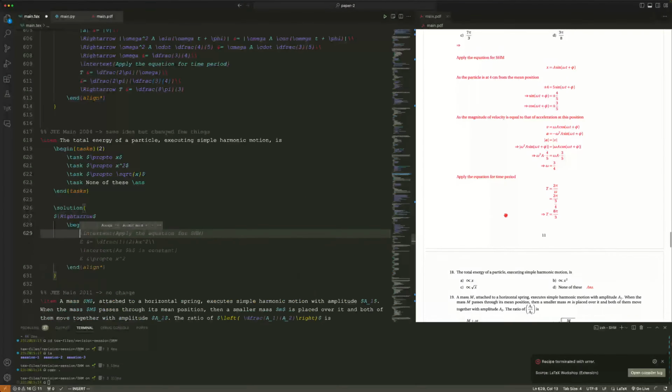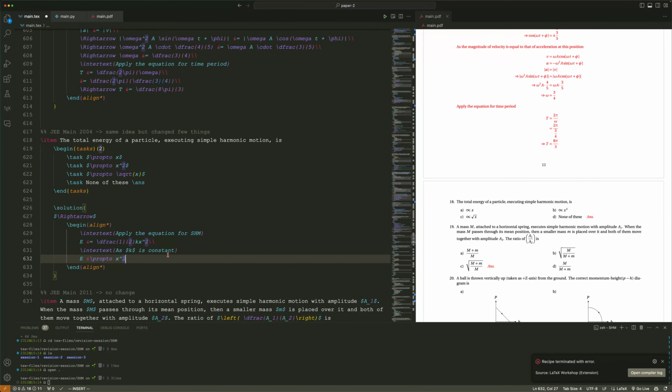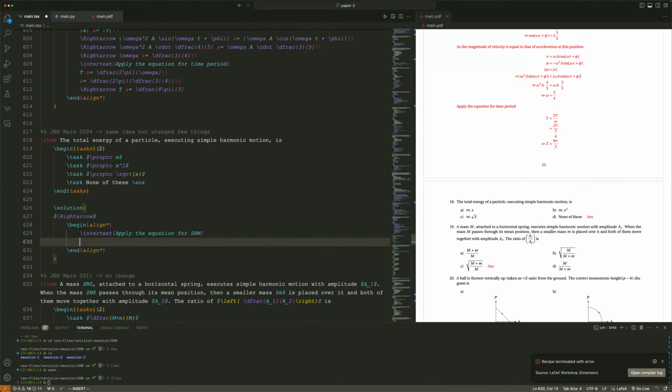Let's continue with the energy. Let the equation be x equals a sin(omega t plus phi), right?